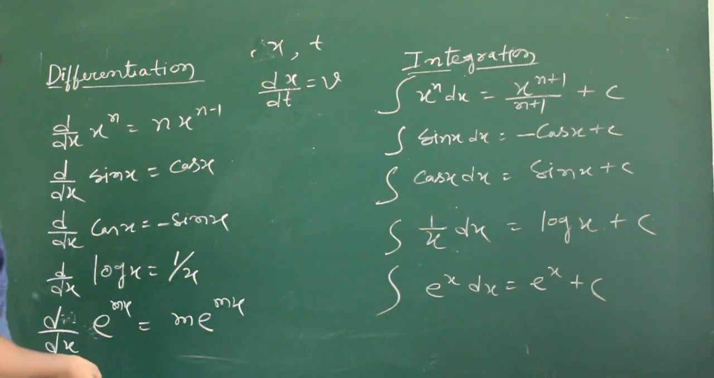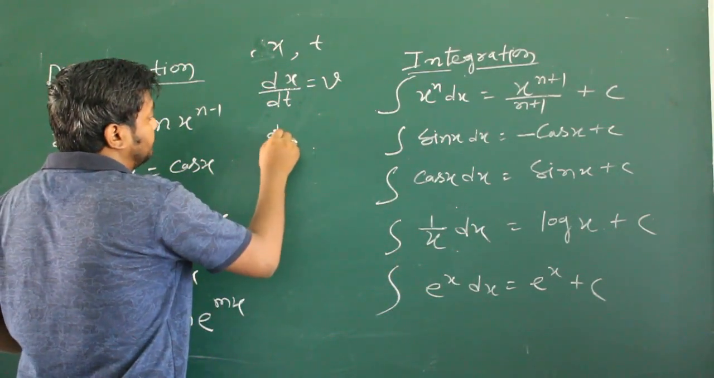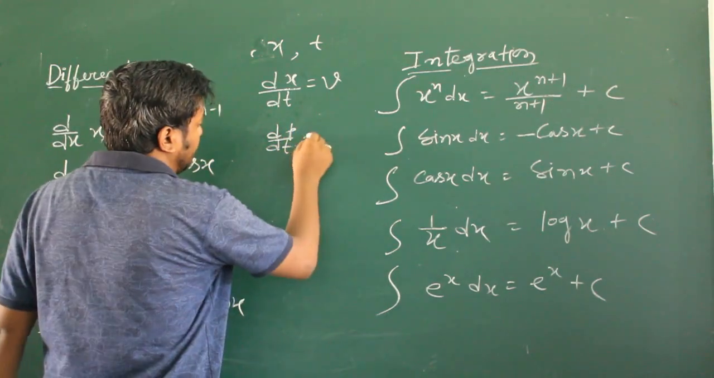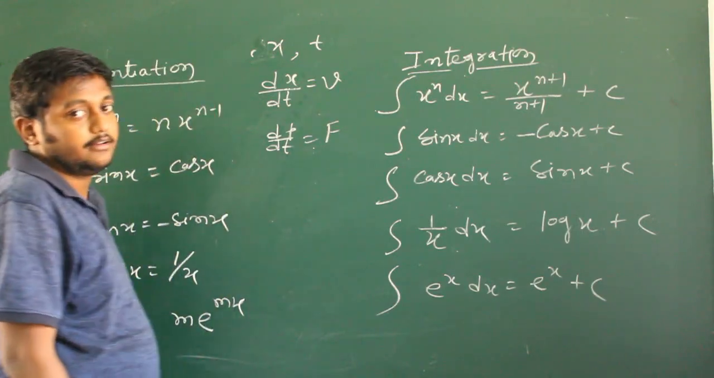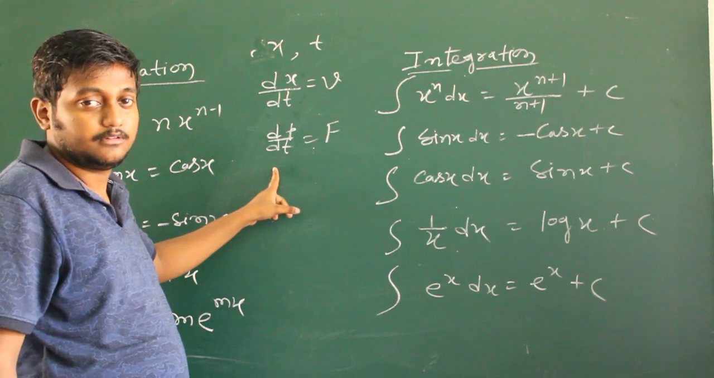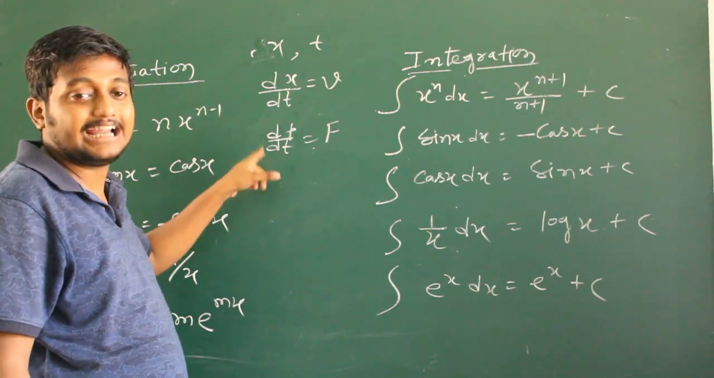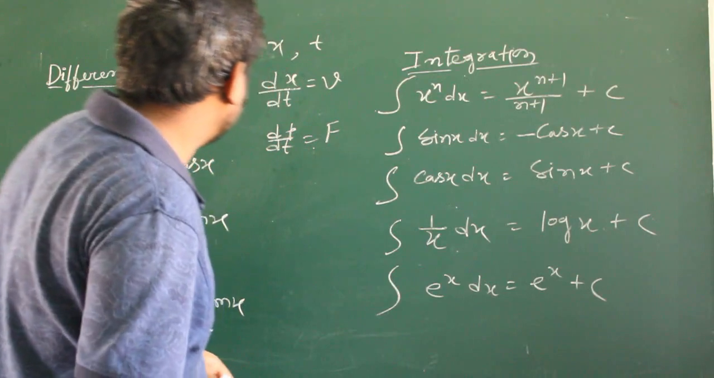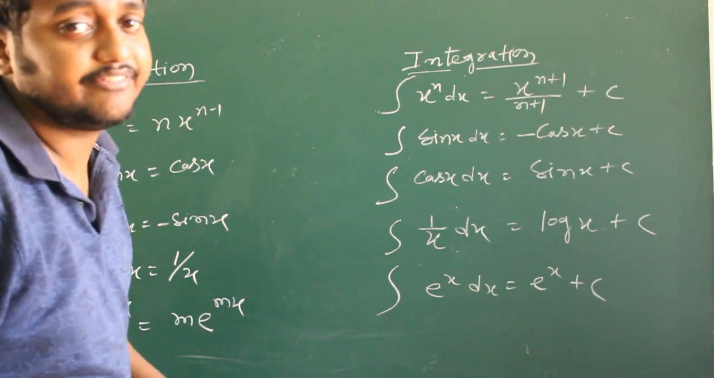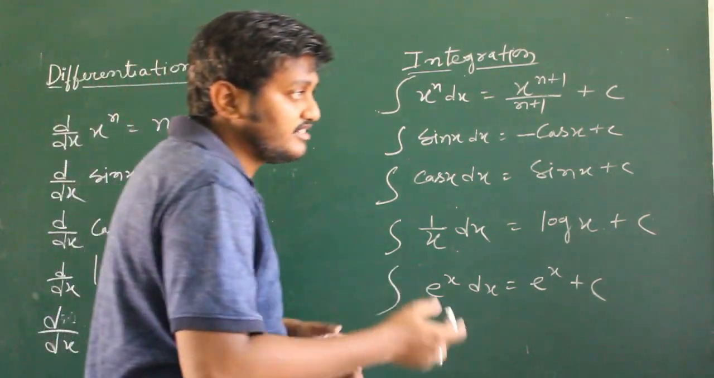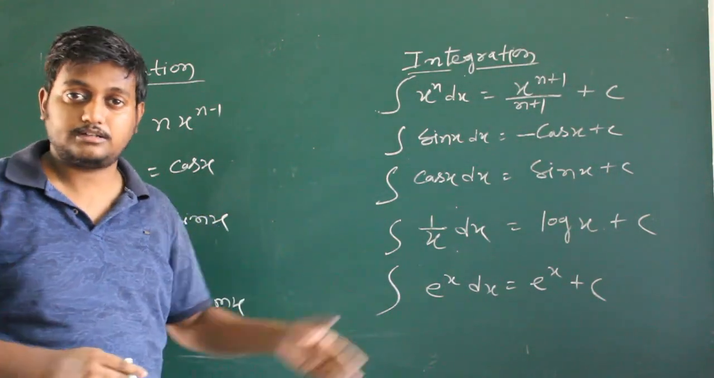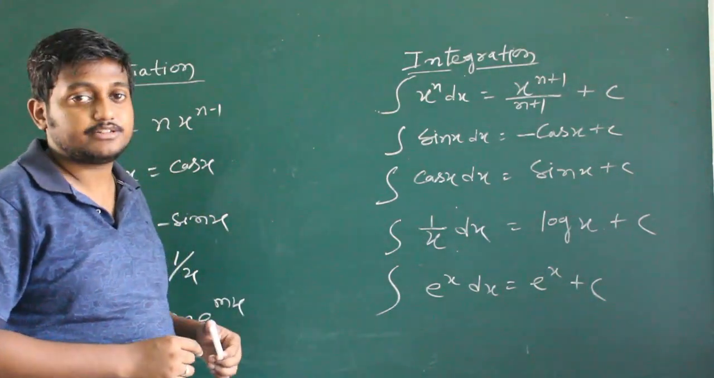Another example: suppose the rate of change of momentum. What is the rate of change of momentum? It is force. That means it is the change in momentum with respect to time. The main thing is that differentiation gives us the rate of change of one quantity with respect to another.